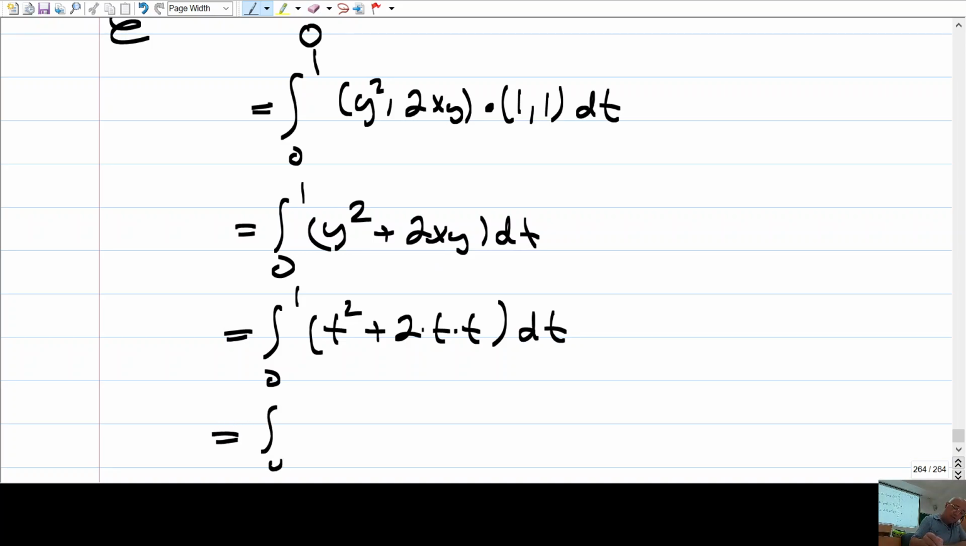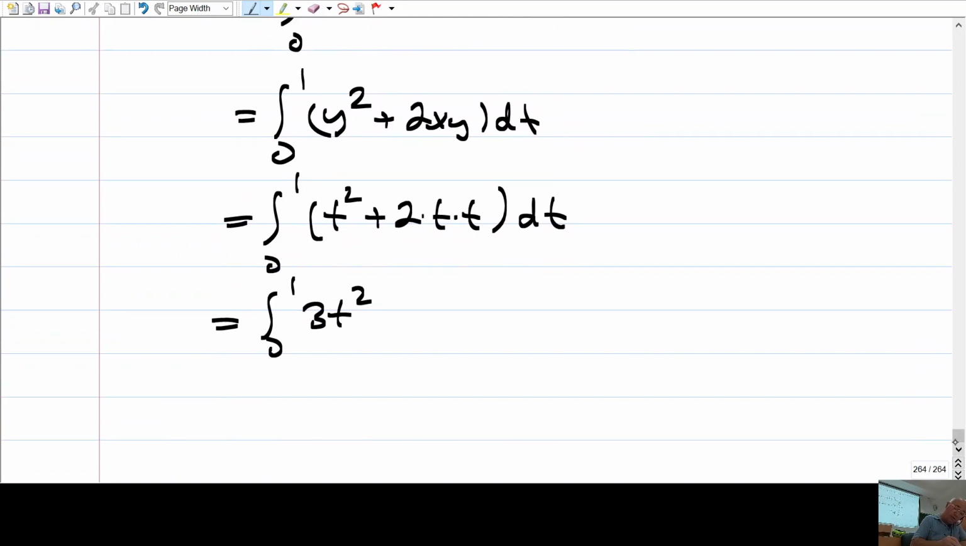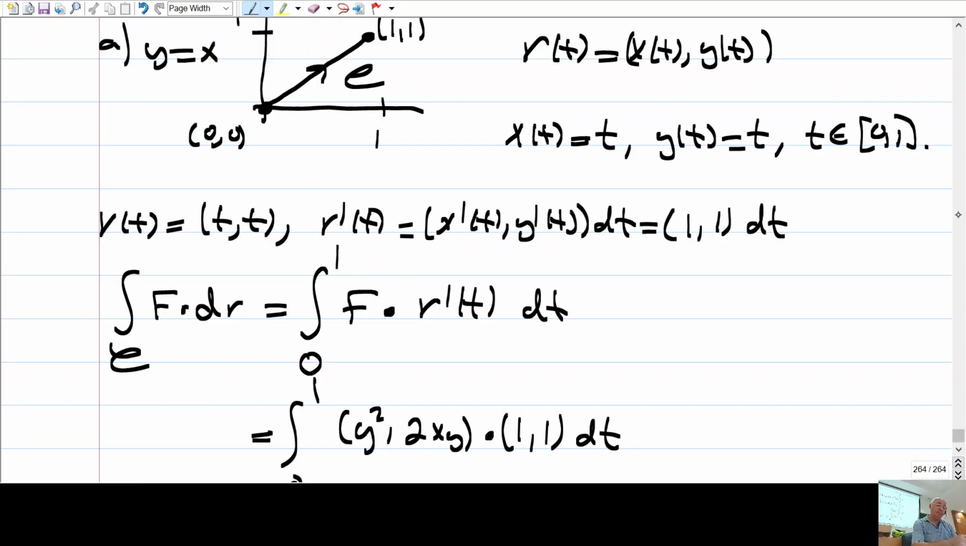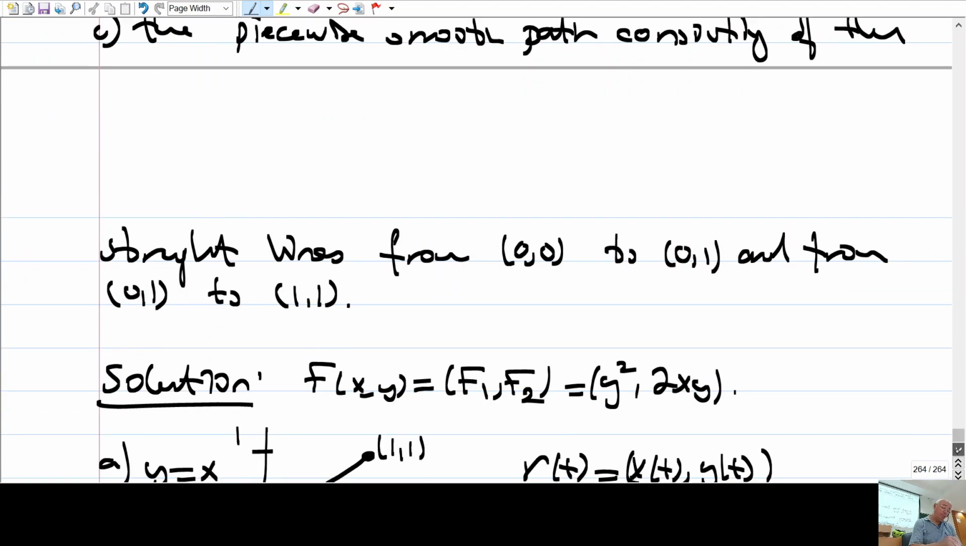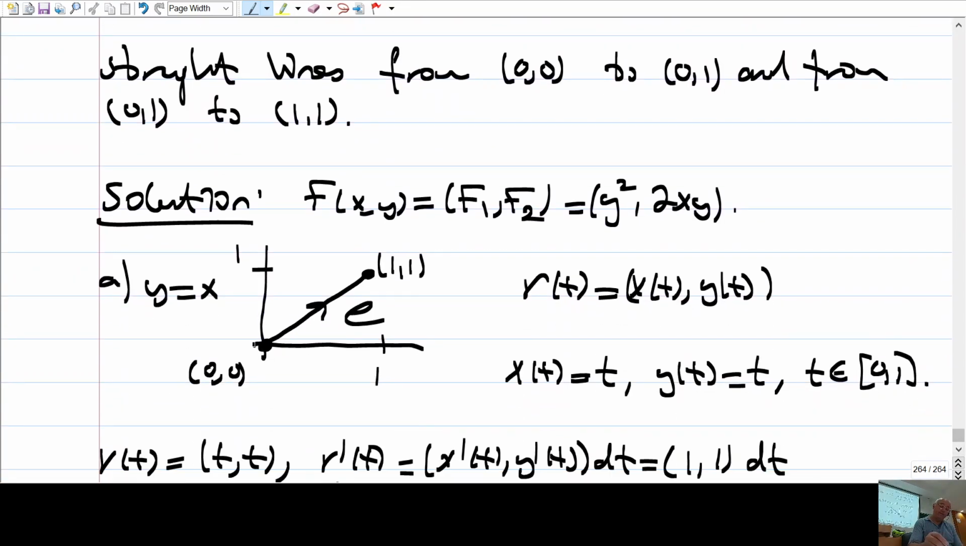So what is this? This is just the integral from 0 to 1 of 3t squared. So this is just t cubed, from 0 to 1, and this is just 1. Okay. So this is the work done by this force F.